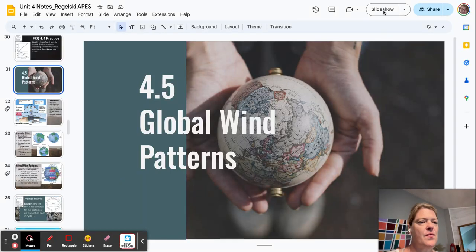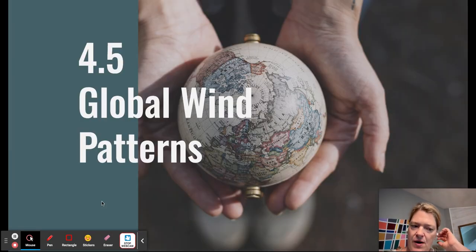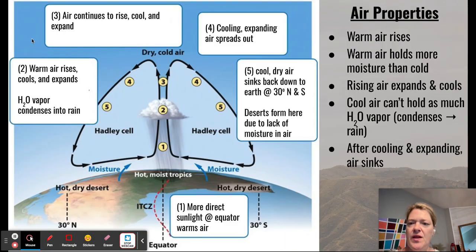All right, so let's go ahead and jump into talking about wind and global wind patterns. The very first thing you have to understand when we talk about how wind moves, and wind is actually going to be driven by the ocean currents as well, is some of air's properties.